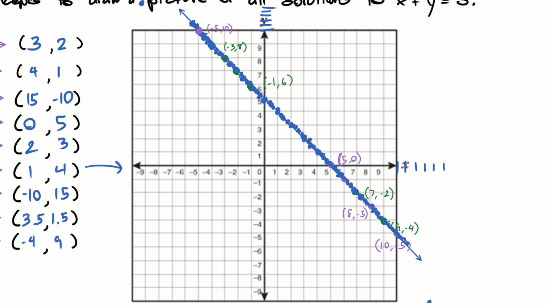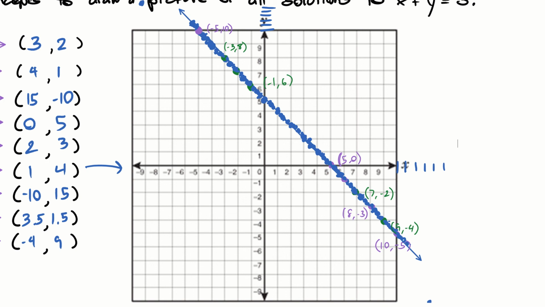And how many points are actually on the line once it's created? An infinite number of points. That's really what a line is. It's a series of infinite number of connected points. Every single point on that line happens to be a solution to whatever linear equation you're dealing with here.